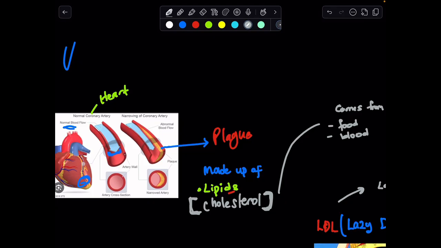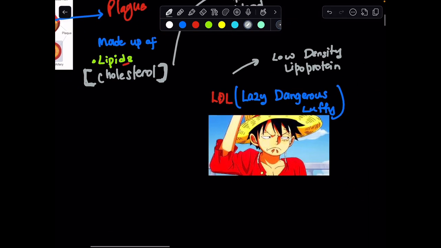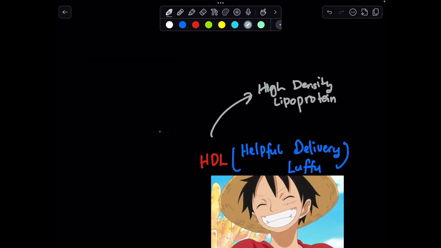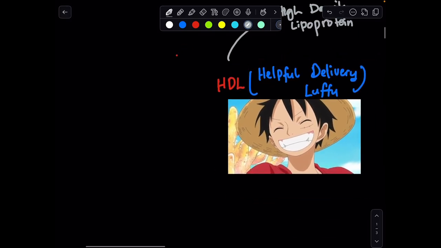But the main reason why we need to focus on this is because of the carriers of cholesterol. So when you eat the food and it's digested, and I'm putting it in my own words, and the cholesterol is in the body, let's say, two carriers are at play here. We're going to call them the delivery drivers of cholesterol. So you have LDL. We're going to call him lazy dangerous loopy. And you have the helpful delivery loopy.